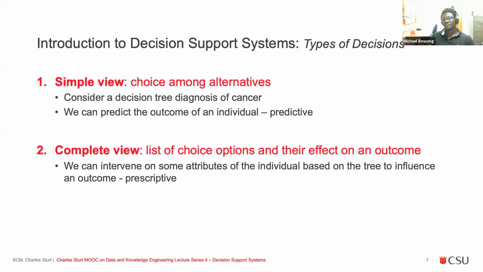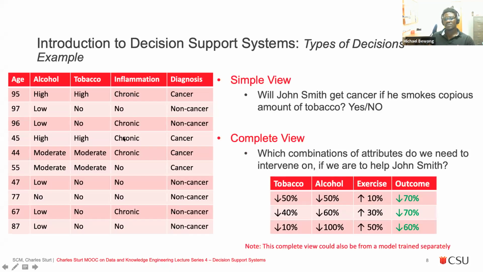So for example, last week, I introduced this data set to you. This data set is about individuals and their diagnosis, and in this case, the diagnosis being cancer or not cancer. Now, when we talk about the simple view, the decision could simply be, will John Smith get cancer if he smokes tobacco? That's a yes or no. So a choice among these options. However, a complete view would be which combinations of attributes would affect his outcome.